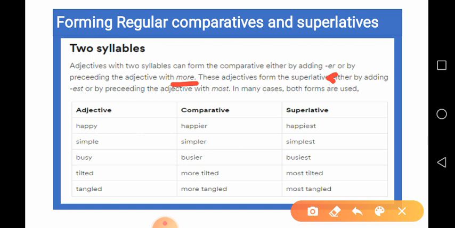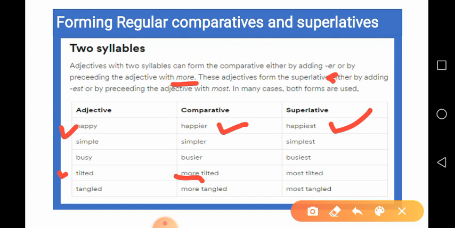So, you can see in the example happy, in the comparative it is happier, and in the superlative happiest. Happy is a 2-syllabic word, and we have added er when making the comparative and est while making the superlative. But a word like tilted is written with the word more before the adjective.